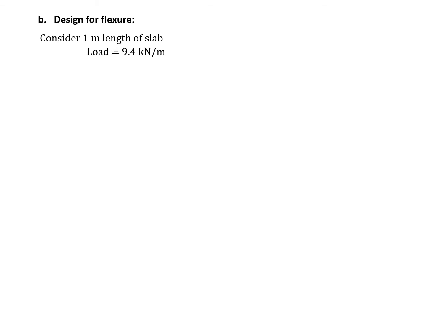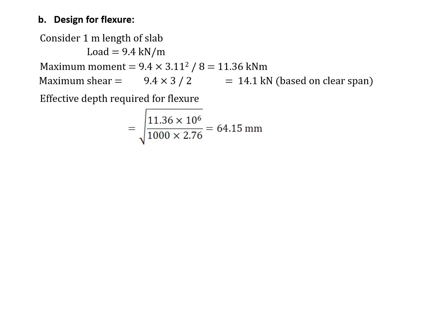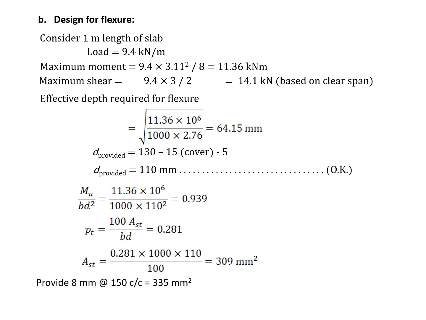Now for flexure, you always consider 1 meter strip and design like a beam. This slab is nothing but 1 meter wide beam. So you get WL square by 8 and you get WL by 2. We are basing it on clear span. Then effective depth required, from Mu equal to Q B D square you calculate. It is only 64, but actually you are provided 110. So you are okay. You are very much into singly reinforced range. If it was not so, then you would have to increase the thickness of the slab, because doubly reinforced slabs we don't do. Now regular method, you find Mu by B D square, find PT, find AST, and then you choose.